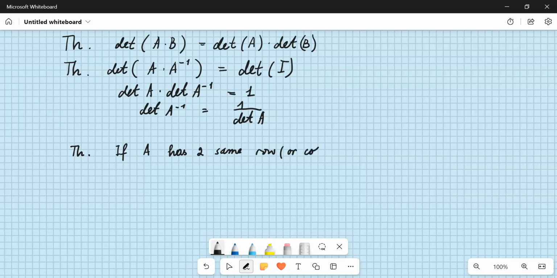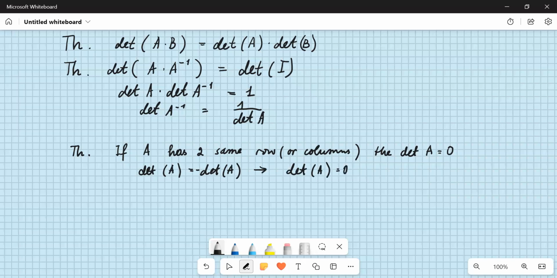the determinant of A is equal to 0. Well, we were proving it by interchanging two same rows, and we know that from interchange, the determinant is supposed to change the sign. On the other hand, change of two same rows is going to change nothing. So, which means that the determinant of A is going to be equal to minus the determinant of A, which can be true only if the determinant of A is equal to 0.